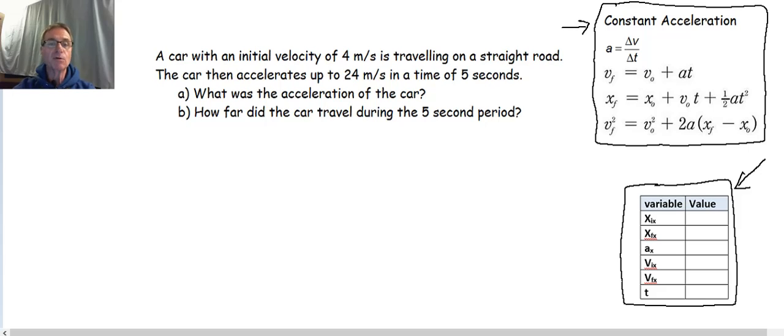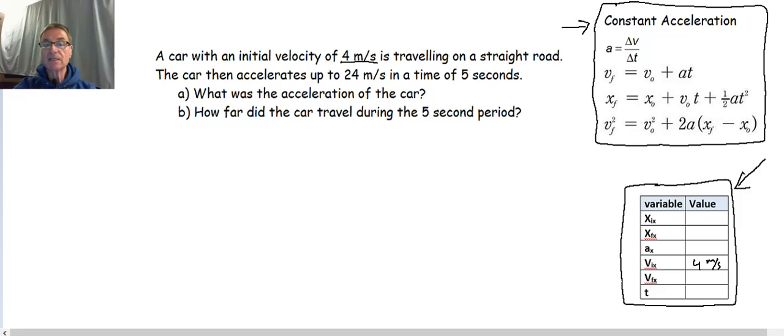So let's take a look at the numbers that we have and see if we can figure out what to do with those. The first one that we have is the 4 meters per second. It says initial velocity of 4 meters per second. So right away I can say that Vix is going to be 4 meters per second, and I'm going to fill that in my table. That's the initial velocity in the x direction.